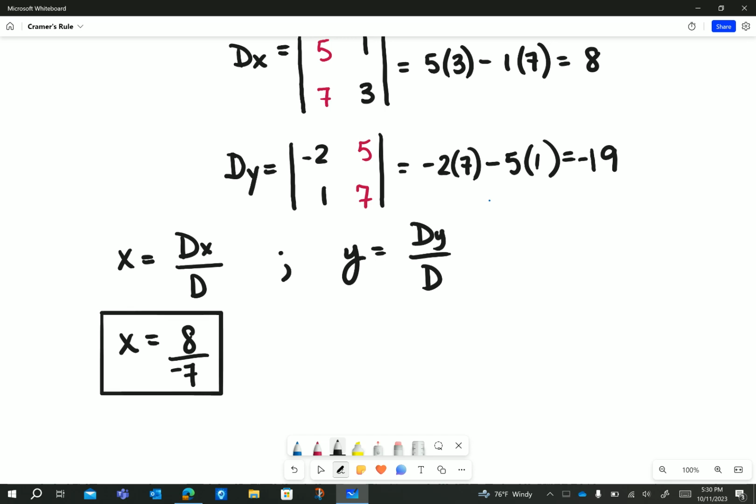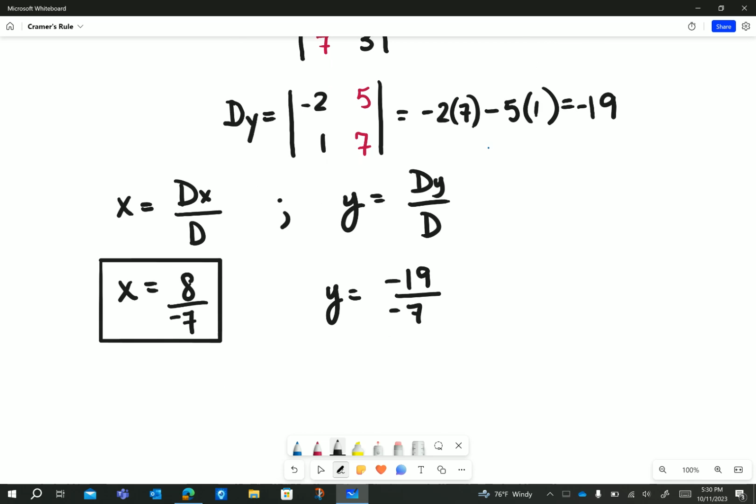And then we'll do the same thing for our y. We take the -19 and we divide it by our -7, which we know is just 19/7. And so if you attempt to do this now with elimination or substitution, you should as well get an x and a y of those values.